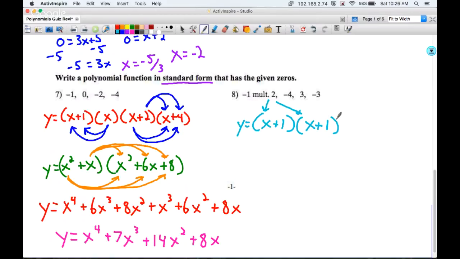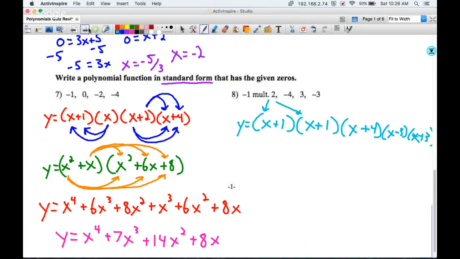All right. And then for the rest of it, we got x plus 4, x minus 3, x plus 3. That's going to take a little while to distribute, but it's good practice. Just staying organized, making sure you multiply everything to everything.